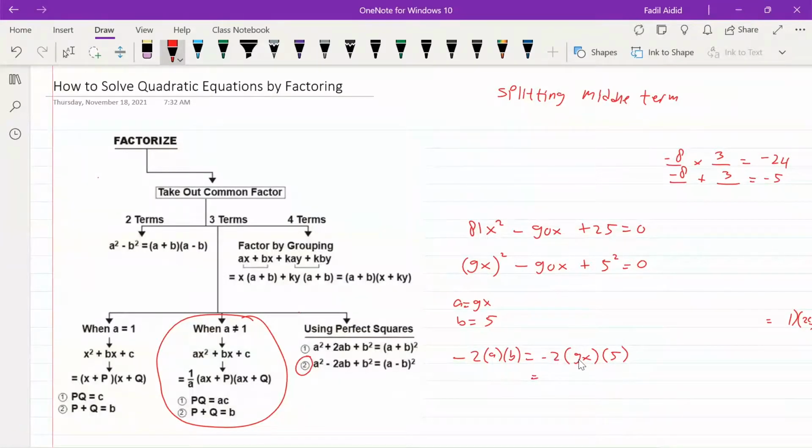Minus 2 times 9 is negative 18. Negative 18 times 5 is negative 90. So negative 90x. So it's the same. If it's the same, then you can convert the left side of the equation to the right side of the equation, a minus b in brackets squared. So this will be 9x minus 5 in brackets squared equals 0.